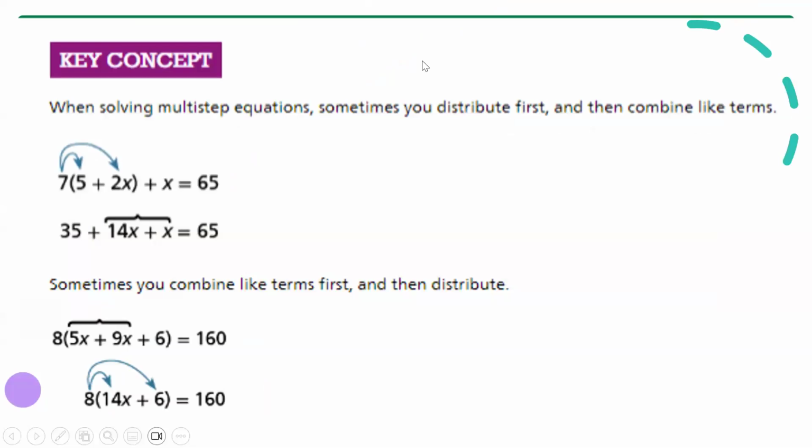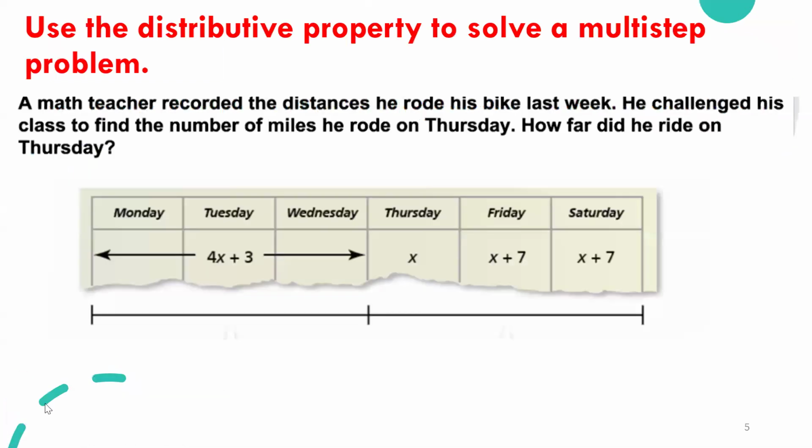All right, so in solving a multi-step equation, we can sometimes distribute first, use the distributive property, then combine like terms, as you see in this example here, or we can combine like terms first, then distribute. It depends on what you are given in the problem, all right? So we are going to use this problem here to show you how we solve a multi-step equation using different approaches.